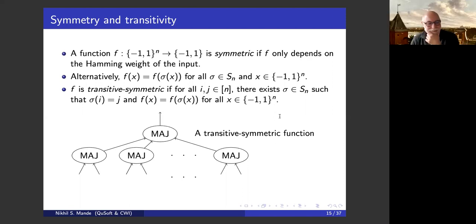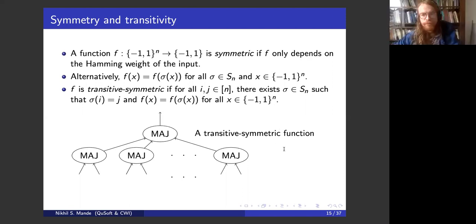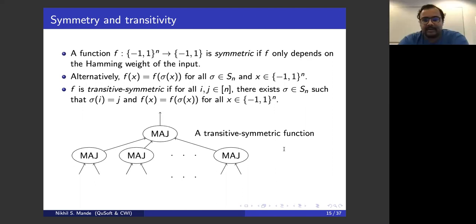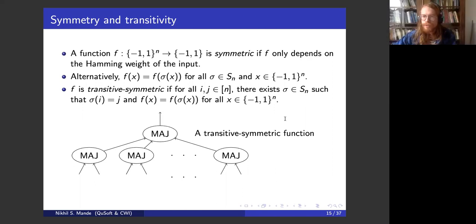Okay, thanks a lot. Can I also ask a very basic question? So this transitive symmetric, it just means that it's symmetric under some subgroup, any subgroup of the symmetric group that acts transitively on the set N. Is that the correct way to see it? That you just replace the action by Sn with some subgroup of Sn that still acts transitively? Or it doesn't have to be a subgroup, I guess.